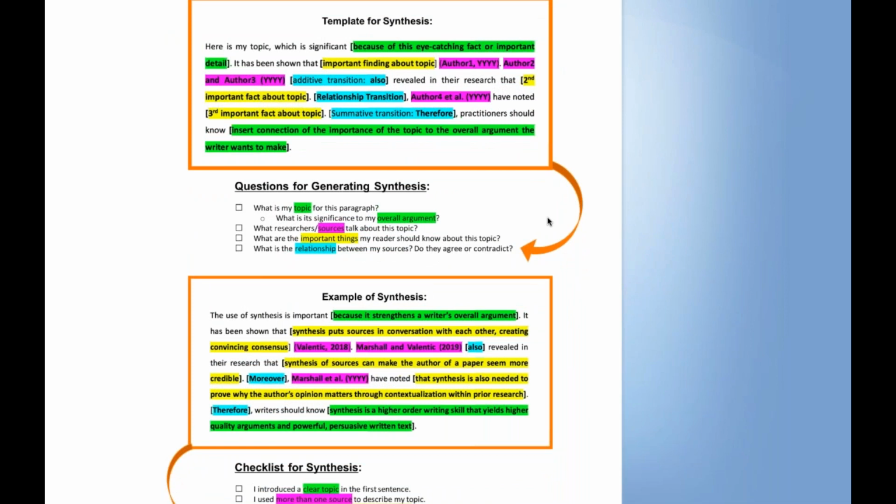For example, what is my topic for this paragraph? What is its significance to my overall argument? What researchers or sources talk about this topic? What are the important things my reader should know about this topic? What is the relationship between my sources? Do they agree or contradict? These questions can help you to fill in these blanks.